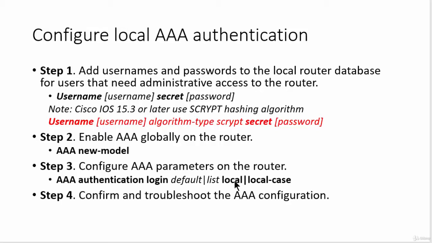We use the keyword local or local-case. The difference between the two options is that local accepts a username regardless of case, whereas local-case is case sensitive. Step 4. Confirm and troubleshoot the AAA configuration. You can apply this authentication method for console or SSH login. If having any error, enter the show running-config command to troubleshoot.